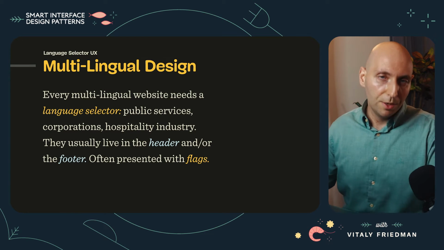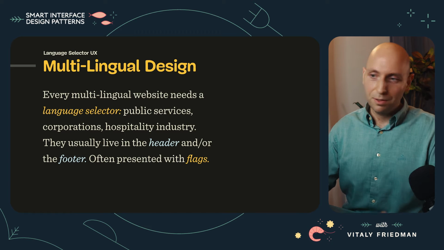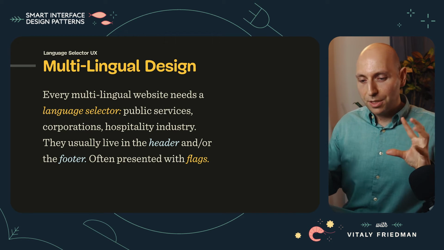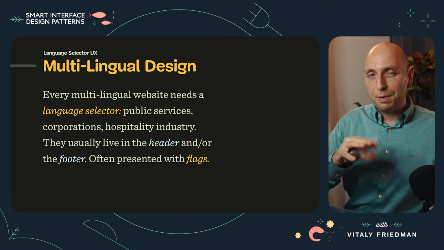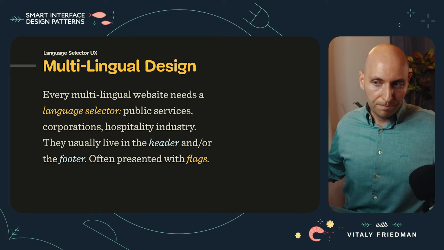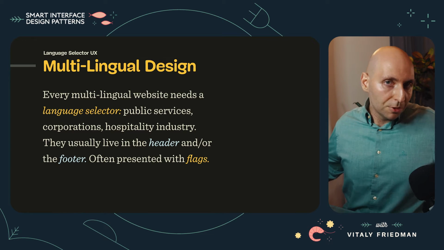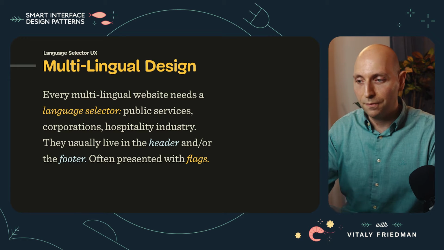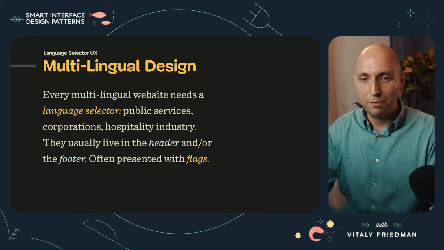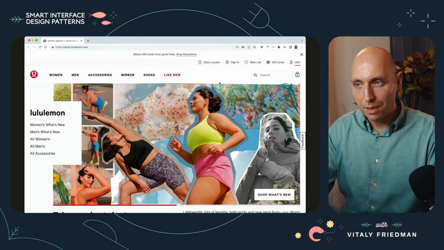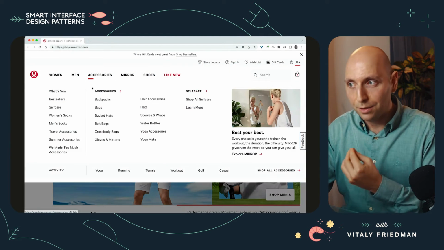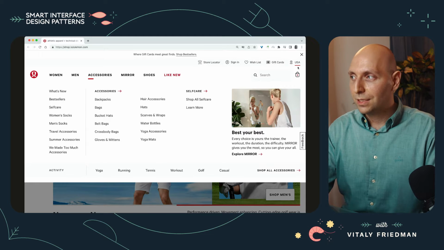But we're probably going to have them when it comes to public services, corporations, the hospitality industry, all of those things which are probably going to attract a lot of people from many different regions or countries. Where do they usually live? Well, it's not very surprising. They usually live in the header or in the footer, and often presented with flags. But very often you end up with a lot of tiny problems that make the experience of selecting a country or a language difficult. So here's one of them.